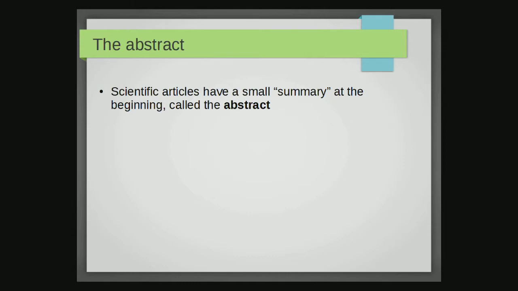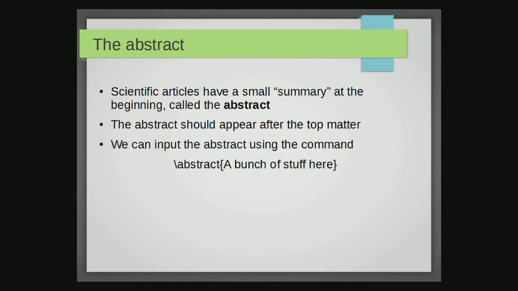We should make particular mention of a section called the abstract, which is actually not a section in the proper sense. Scientific articles usually have a very small summary at the beginning, which is called the abstract. The abstract should appear immediately after the top matter, and we can input it by using the \abstract command and putting the whole summary inside the first argument. Note that the abstract can actually consist of multiple paragraphs. Not all classes support the abstract command, but those such as article and report definitely do.